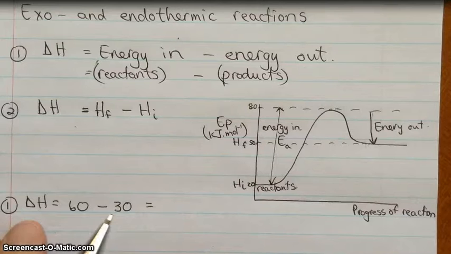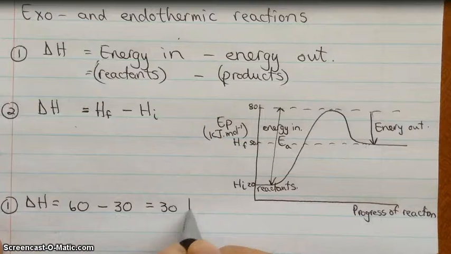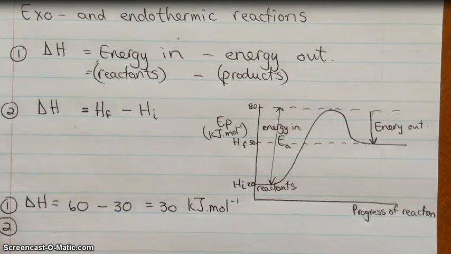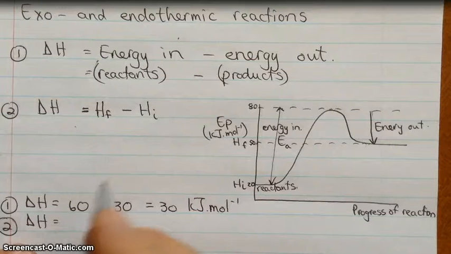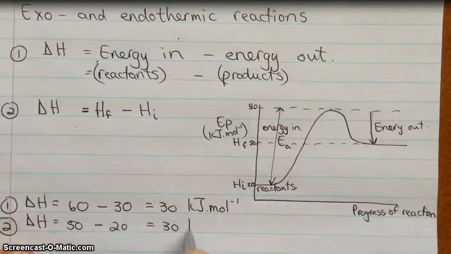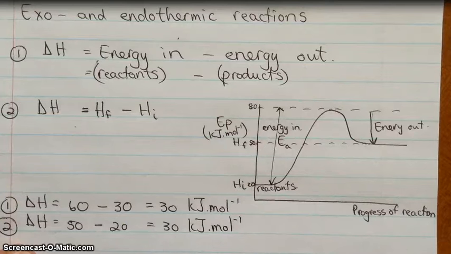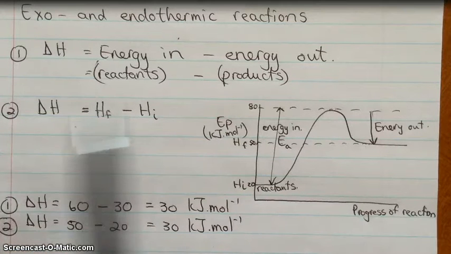If I take my second formula, it will be the HF minus HI. So HF is 50 minus HI, which is 20, and I get the same answer. And that is the point of the whole thing. The fact that you get the same answer of 30 kilojoules per mole, doing it in two different ways by just referring to different places, right?